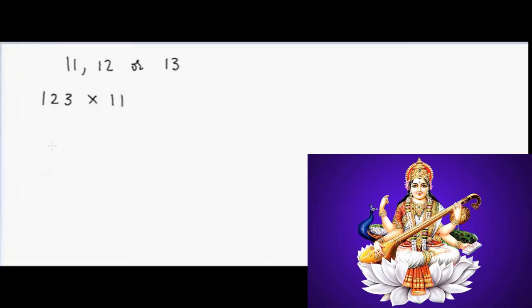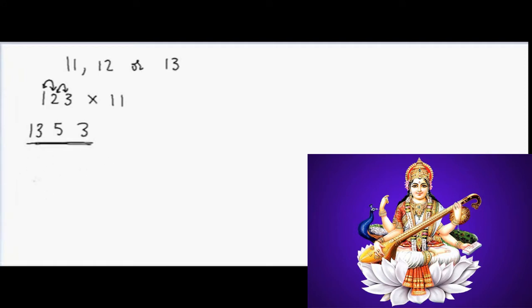In that case, first I'll just take the last terms. I'll say 1 and then I'll say 3 here, and then I'll add 1 and 2 together, which is equal to 3, and then I'll add 2 and 3 together, which is equal to 5. So my answer will be 1353.